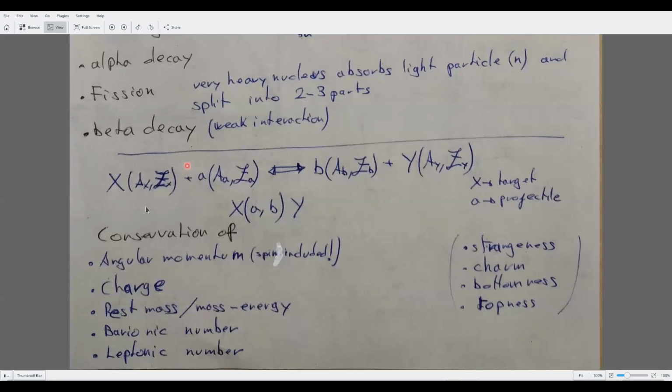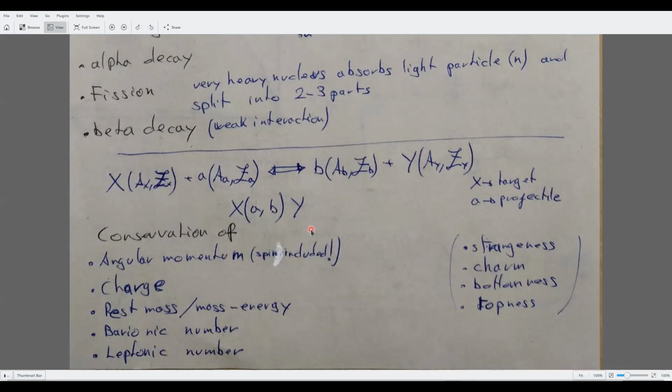The reactions are usually written in this way. We have the reacting particles, one main like this, and one other that is usually considered the projectile, while the first one is the target. They are colliding, going in and producing two other particles.